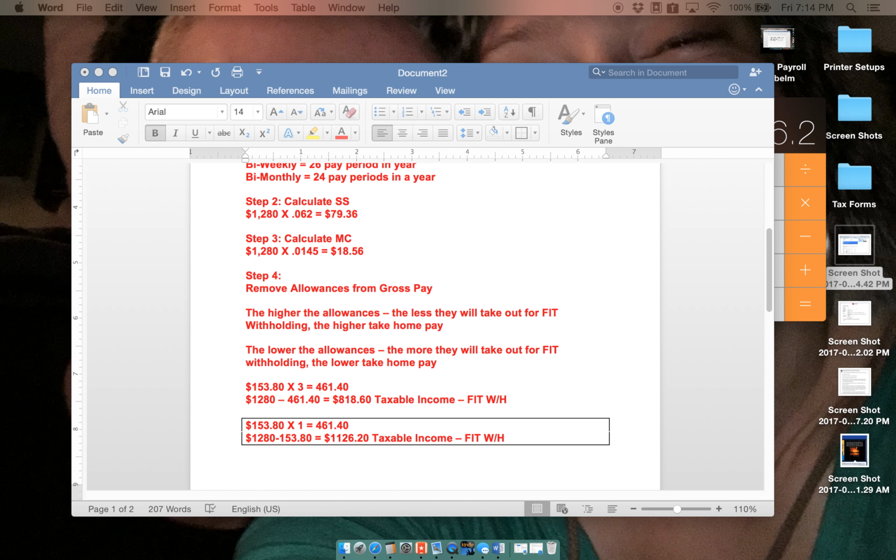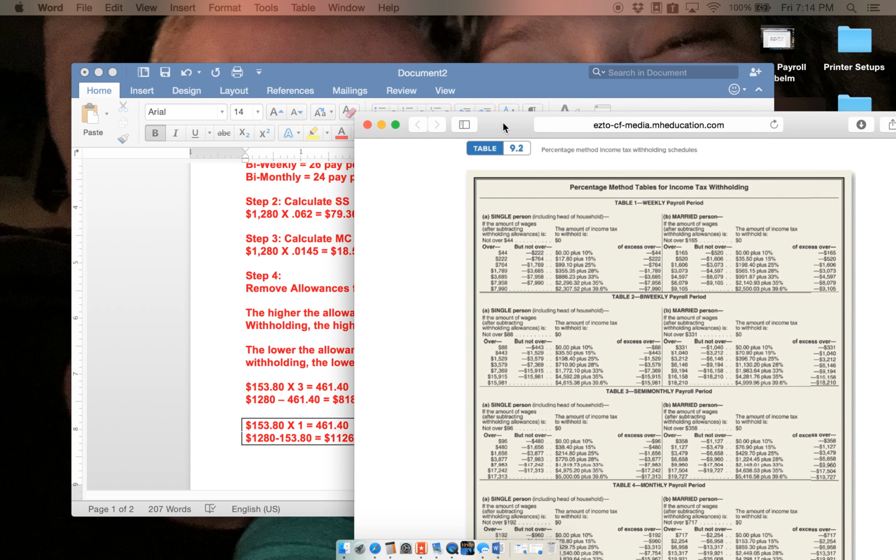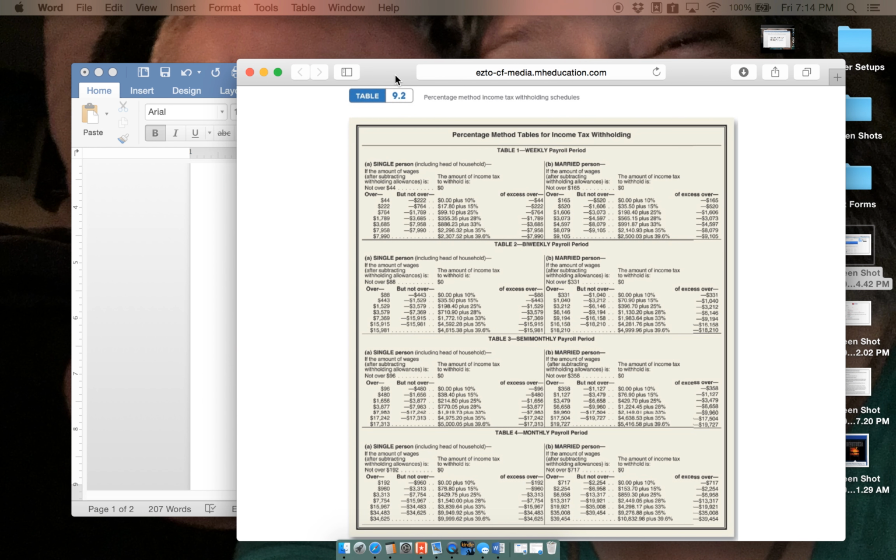All right, so the next step is to now use table 9.2 to calculate what the actual federal tax withholding is. So let me pull that table over so we can take a look at it. This table is broken up into weekly, bi-weekly, semi-monthly, and monthly. So we want to focus first in this area because she gets paid bi-weekly. And then we have 2 smaller charts, if she's single or married. In this example, she's married, so we're going to use this side.